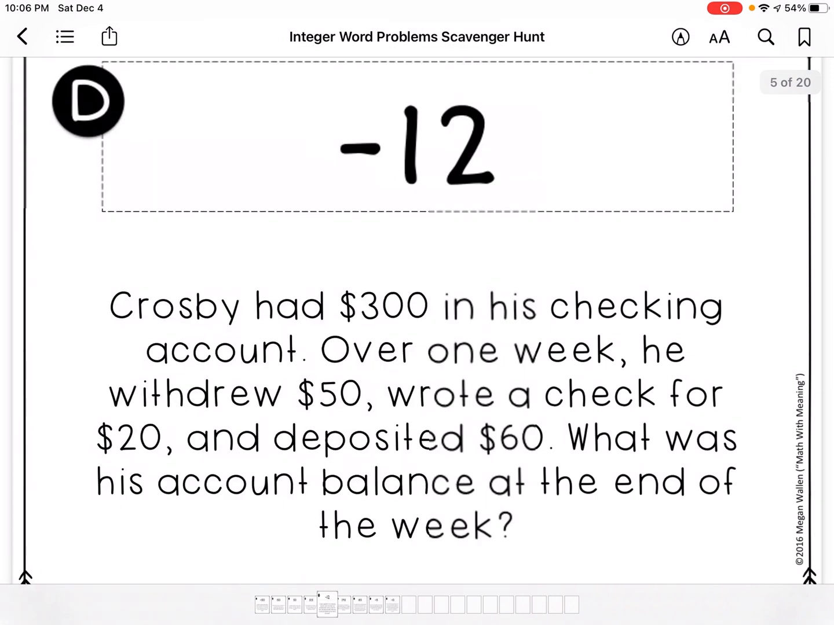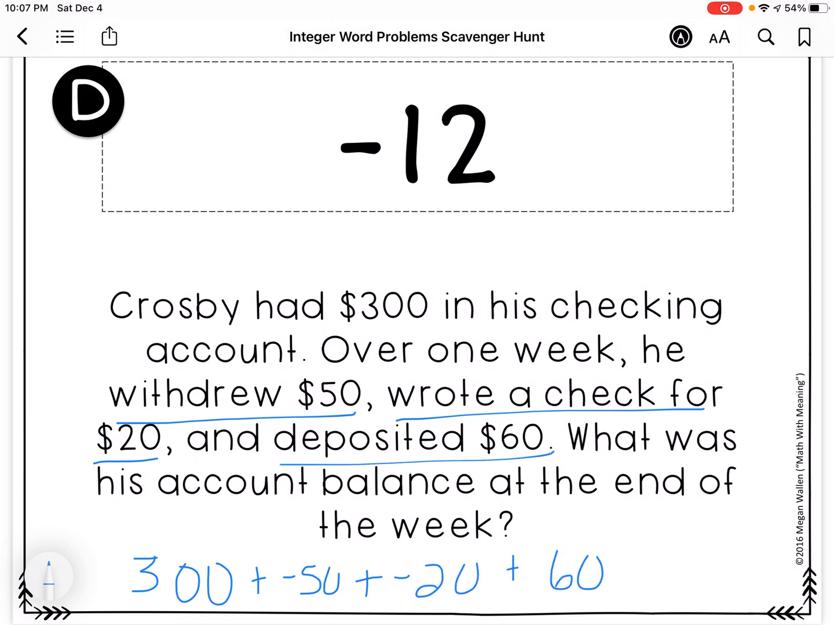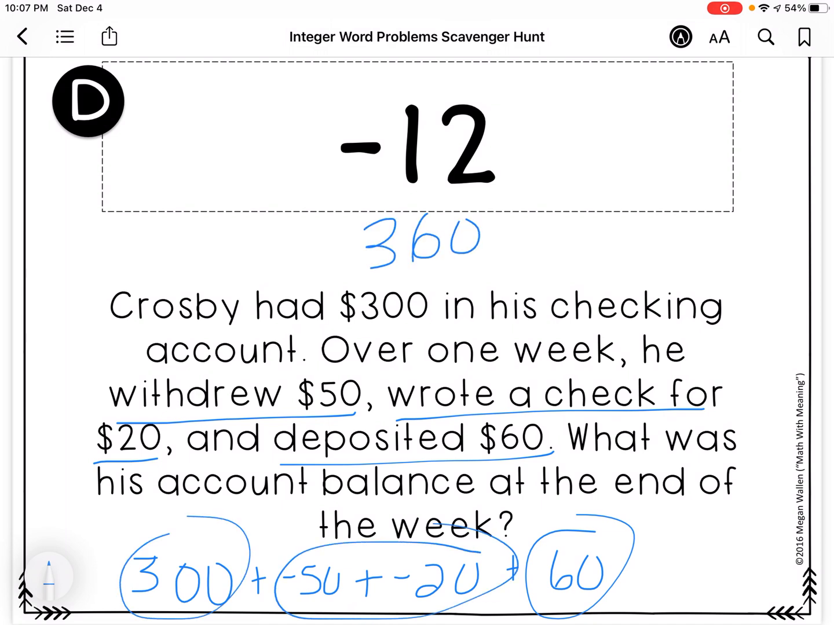Crosby had $300 in his checking account. Over 1 week, he withdrew $50. So that's a -50. Then he wrote a check for 20, so that's spending more money. Then he deposited 60. What was his balance at the end of the week? So I'm going to combine the integers with the same sign. So that's 360. And then I have plus a -70. When the signs are different, you subtract, take the sign of the larger absolute value. So I have $290 left.